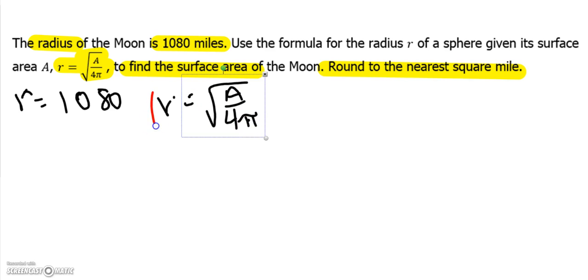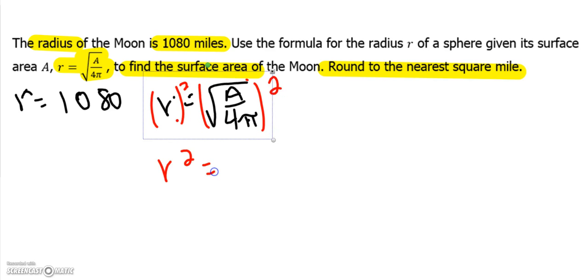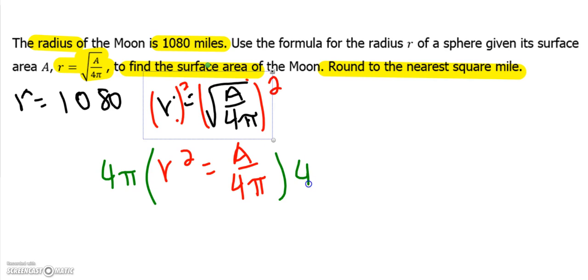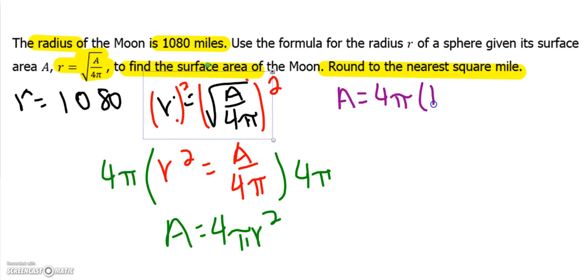Okay, so as I just said, the first thing that we're going to have to do is square both sides. When we do that, we get r squared equals A divided by 4 pi. Then to get the 4 pi to the other side, we're going to have to multiply both sides by 4 pi. So A is equal to 4 pi r squared, which is also the area of a sphere. So if you know the area of a sphere, that kind of helps you out. So now we're going to plug in 1,080. So A is equal to 4 pi times 1,080 quantity squared.